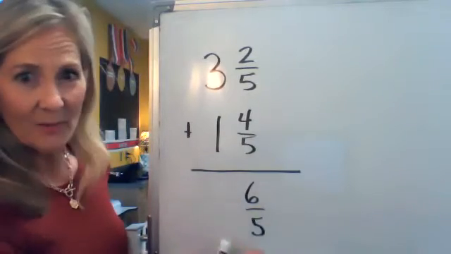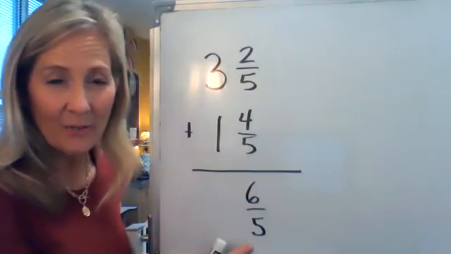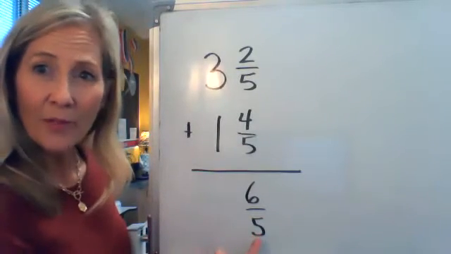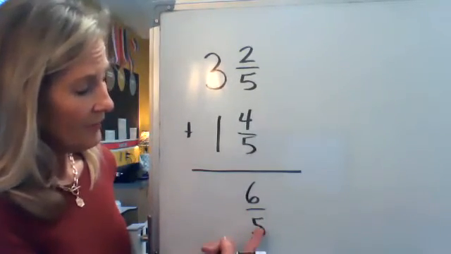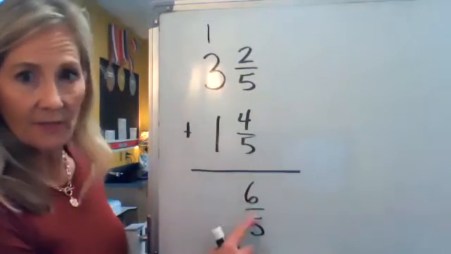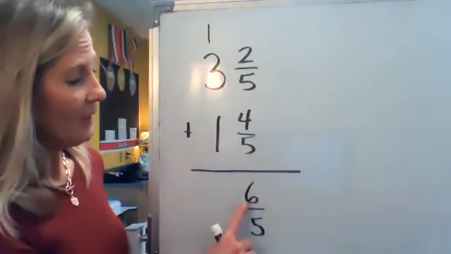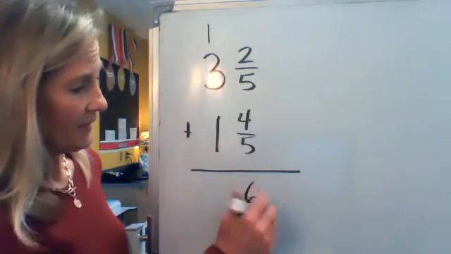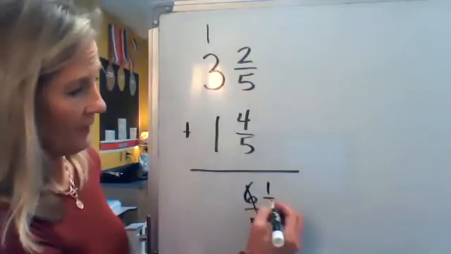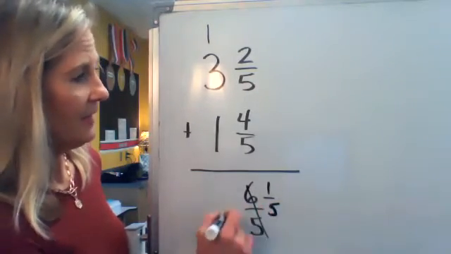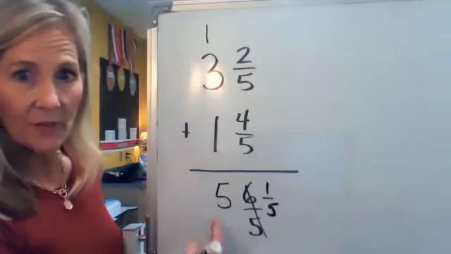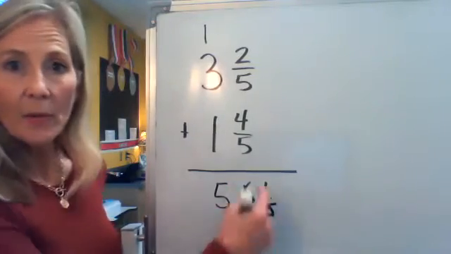So this doesn't really belong completely in the fractional column anymore, because you can make a whole with that. If you have 6/5, you can make one whole using 5 of the fifths, and you'll have what left over? 1/5. So we have 1/5 left over, and we made one whole and 1/5. And then we just go ahead and add here: 3, 4, 5. So the final answer is 5 1/5. But we had to convert.